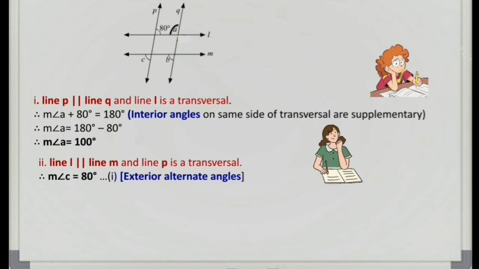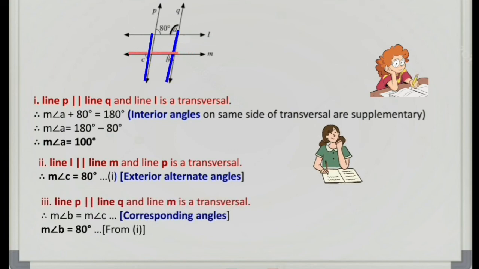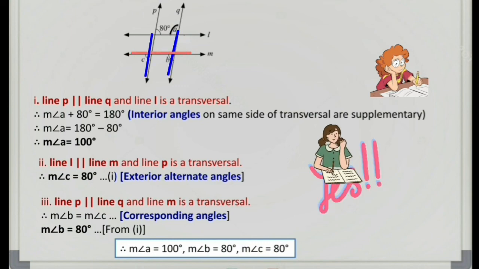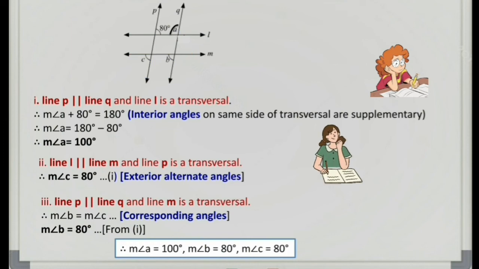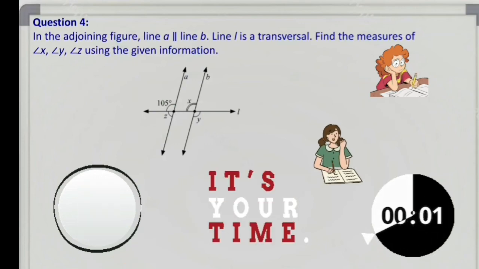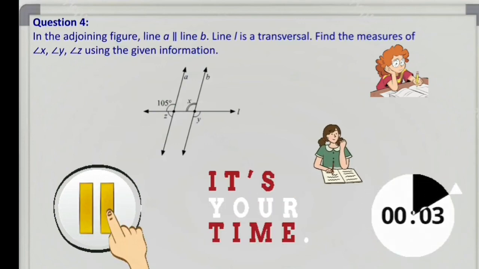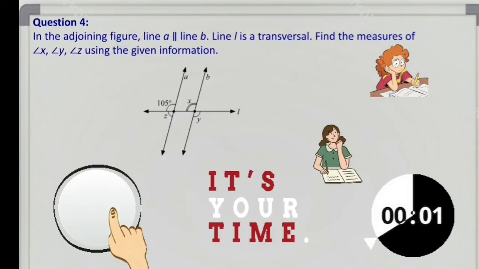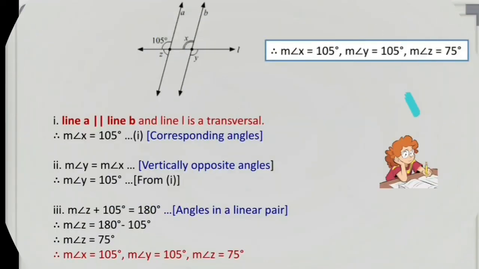Now consider line P is parallel to line Q and line M is transversal. Can you tell me angle B and angle C are what type of angles? Yes, they are corresponding angles and we know that corresponding angles are congruent. Therefore, angle B is equal to 80 degrees. Students, now it's your turn. Pause the video and try to solve the question. I am sure you must have solved it correctly. Yes, you are right.